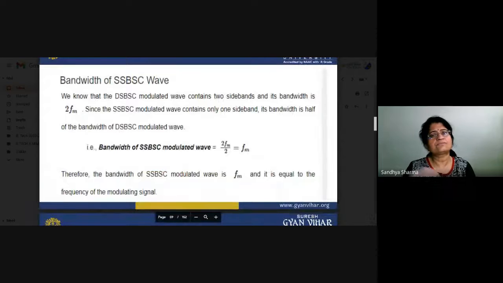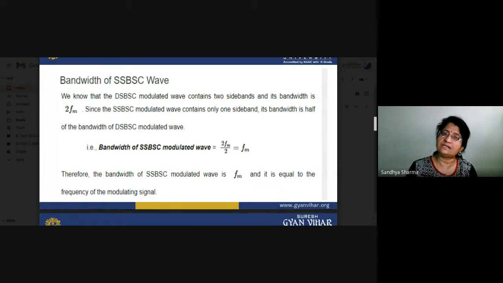How does this happen? You can use a band pass filter for such a frequency range that either only the upper sideband signal is transmitted through that band pass filter, or only the lower sideband signal is transmitted through this band pass filter.